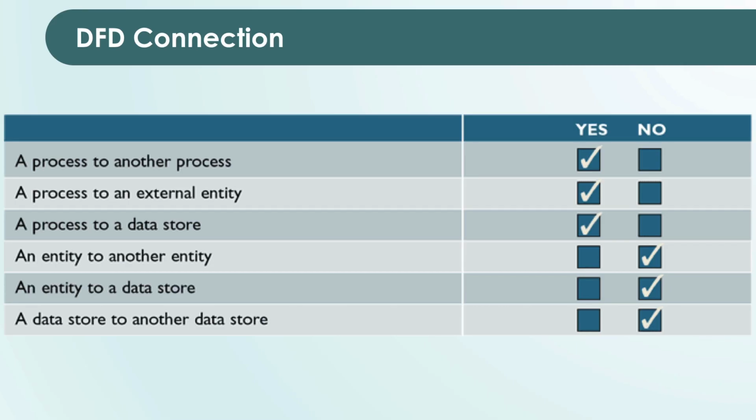So in this slide, what it wants to say is also the same. You are allowed to do process to another process, process to external entity, and process to data store. And you are not allowed to do entity to entity, entity to data store, and also data store to another data store.